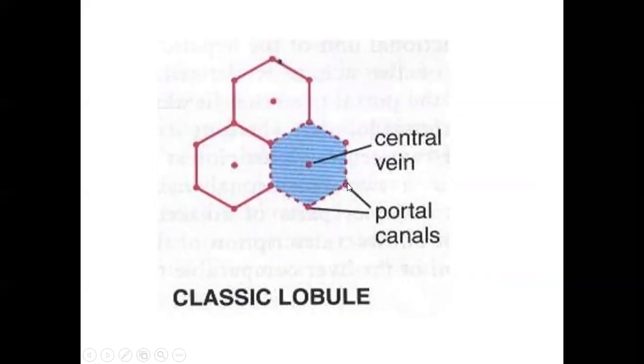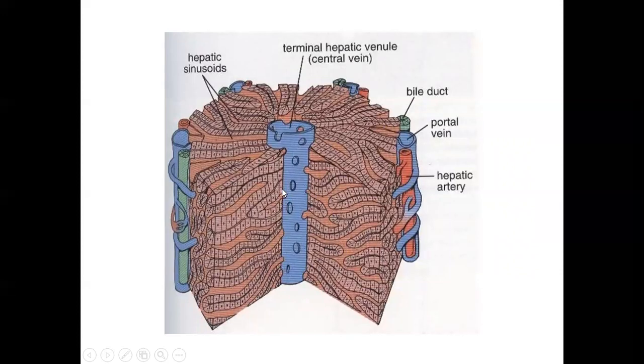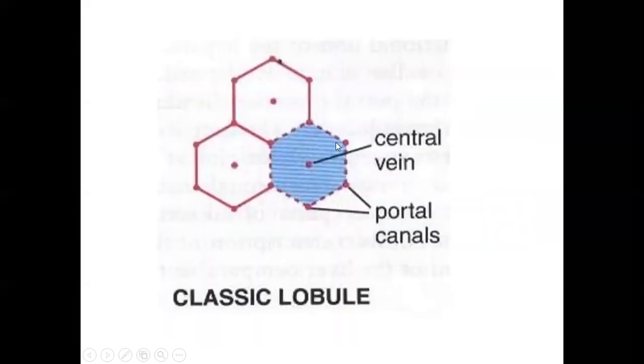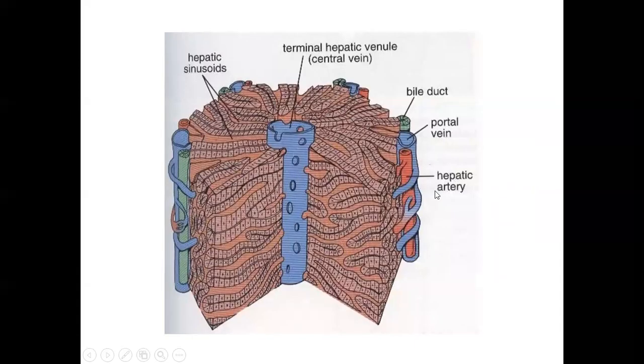You can see here, this is the classic lobule. At the angle here, we have the portal canal, and in the center here, we have the central vein. This is the shape of the classic lobule. It is in the form of a hexagon. If you enlarge this picture, you can have this kind of tissue, the hexagon shape of the tissue. You can see here in the center we have the terminal hepatic venule, the central vein, and at the periphery we have the portal vein.